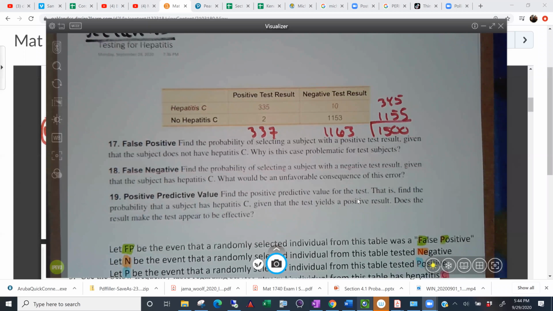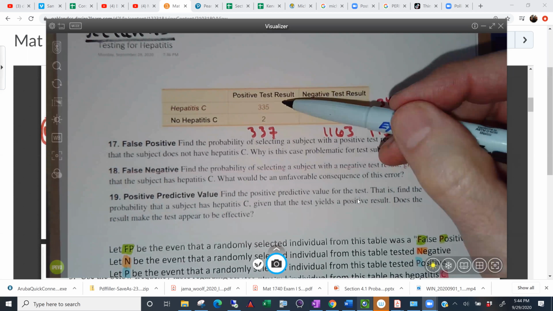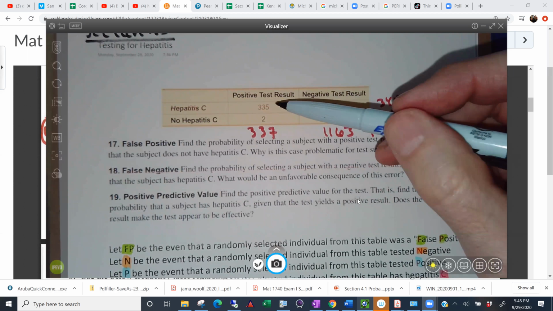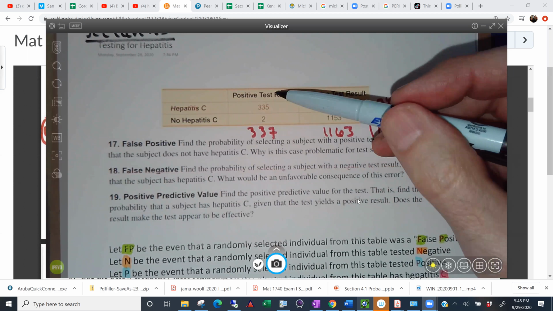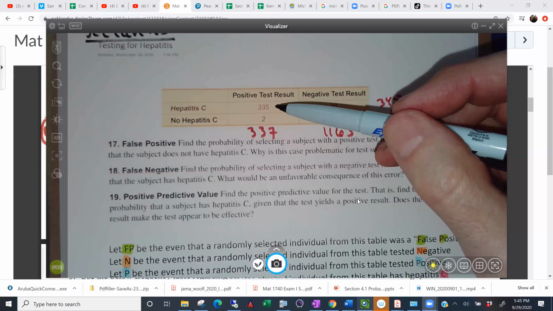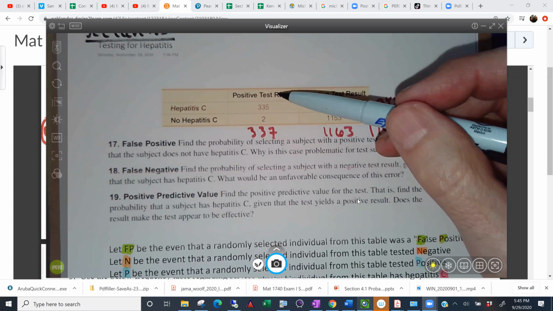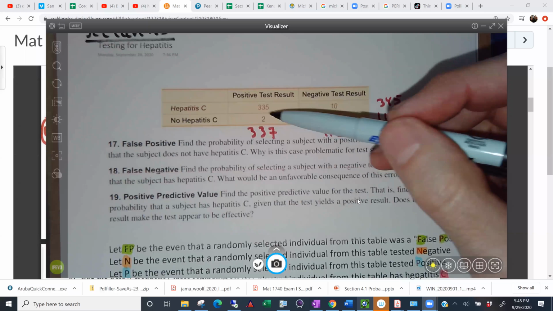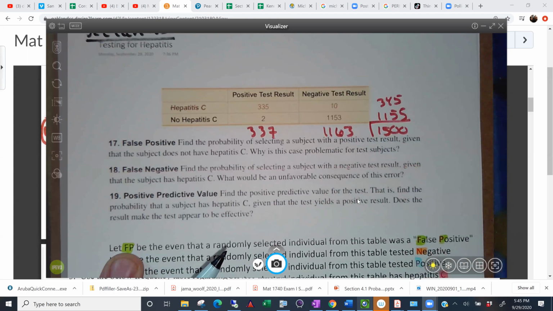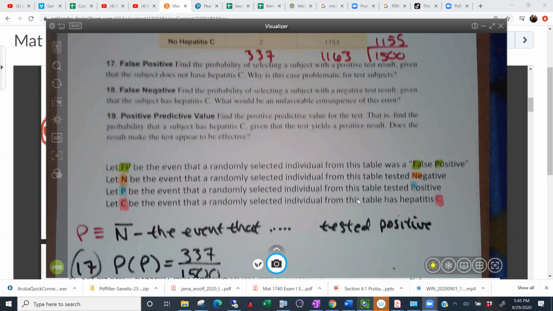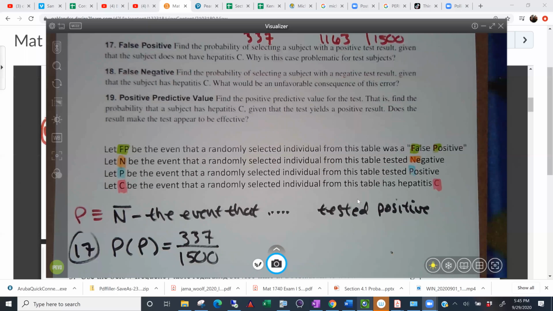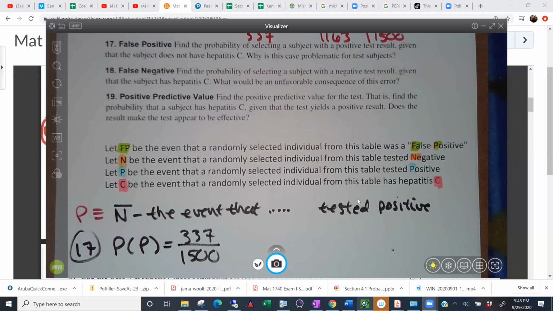Now, it's tempting to say 335, but 335 are the people that tested positive and had hepatitis C. Then you have 2 more that didn't have it, but also tested positive. So these would be what we consider the false positives, FP, down here. But that's not what I'm interested in here right now. At least not yet.